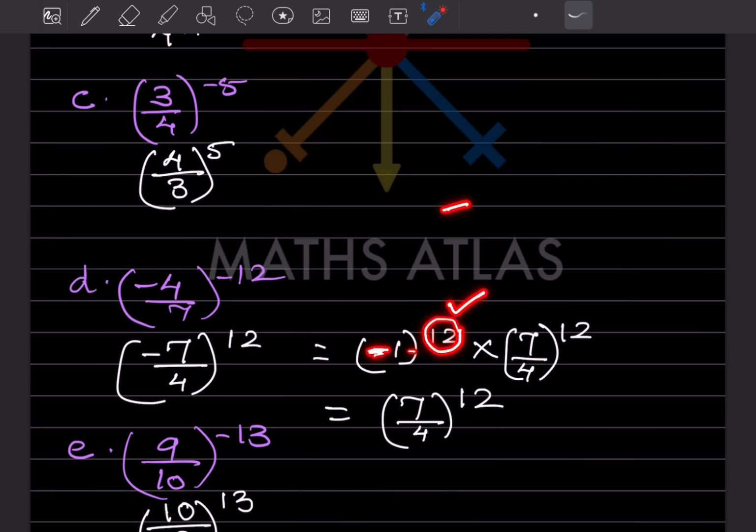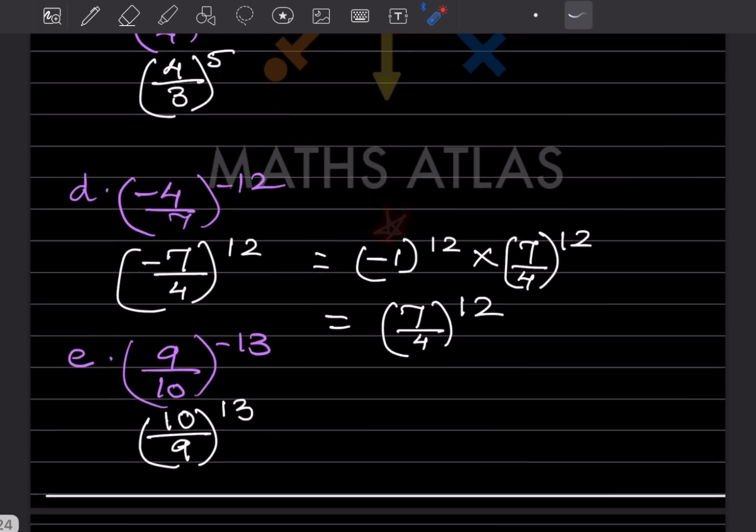If it was minus 1 raised to 13, this is an odd number, so that is going to be minus 1. But if you have an even number here, that is always going to be positive. So this is going to be 1. So 1 into this one, that stays the same. So the answer is 7 by 4 raised to 12. Hope this part is clear to you.